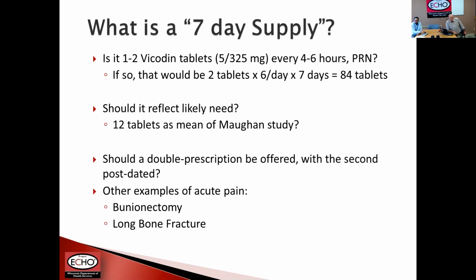So the CMS and the Dental Association are recommending a 7-day supply. What is a 7-day supply? If you presume that 1 to 2 acetaminophen hydrocodone tablets every 4 to 6 hours might be maximally 84 tablets, that is 2 tablets 6 times a day for 7 days, 84 tablets. But we saw from the previous study, from Megan's study, that the average use was more like 13 tablets. And so 84 tablets would seem to be excessive if we're talking about a conservative 7-day supply.